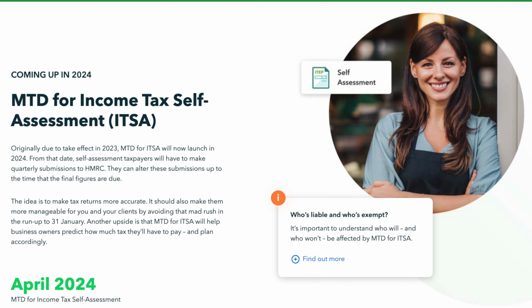Now today we are going to be talking about MTD for ITSA. Basically what this means is that the way that you know and love doing your, well, maybe not love, but know how to do your tax returns at this point in time is changing forever. You see, we are on a bit of a ticking time bomb, and we only have till April 2024 to worry about what's next and how tax returns are going to be done going forward.